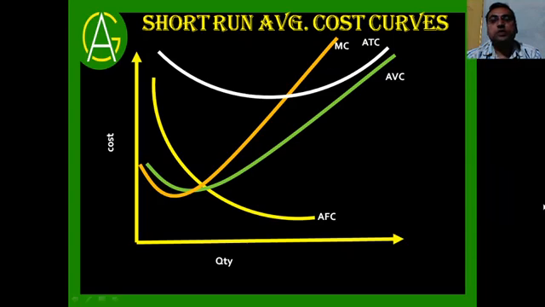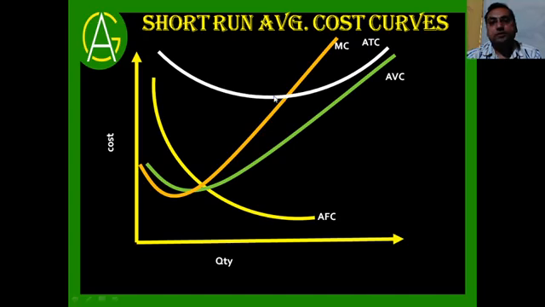So from this we can conclude that when average cost and marginal cost both are decreasing, marginal cost decreases faster. When both are increasing, marginal cost increases faster. So in both situations, marginal cost is faster than the average cost. At the point of minimum, when average cost is minimum, at that time marginal cost is equal to average cost.